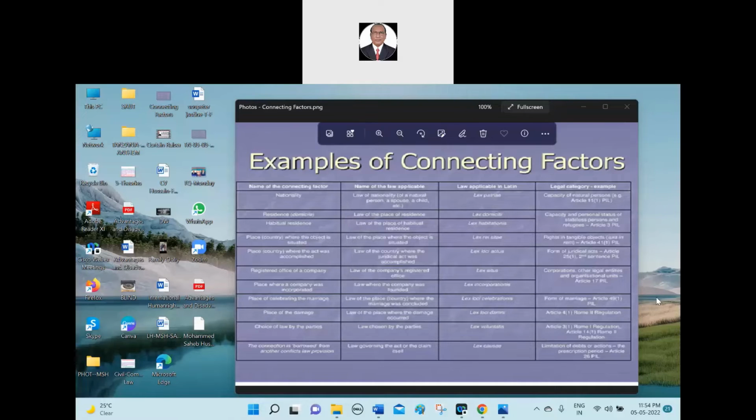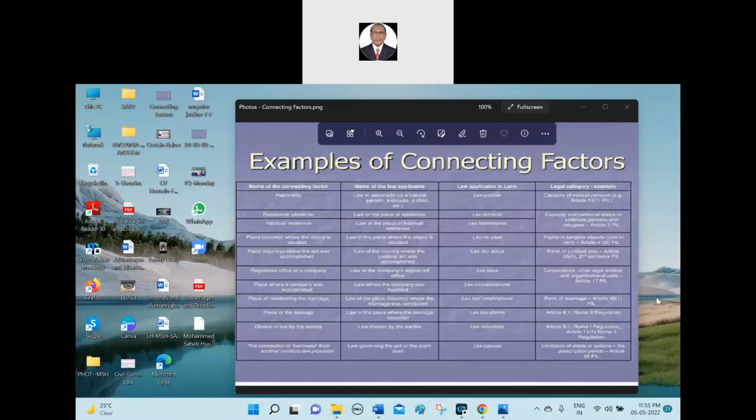Lex situs. I appreciate. Another is the place, within parenthesis country, where the act was accomplished. I repeat, place within parenthesis where the act was accomplished. Latin terminology: lex loci actus. I appreciate. Next, registered office of the company. I told you already the place: lex situs. Place where a company was incorporated. I repeat, place where a company was incorporated.